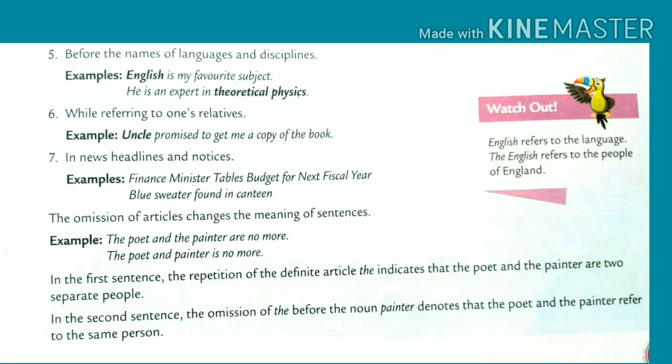So it is important to omit the articles wherever it is necessary. In the first sentence, the repetition of the definite article indicates that the poet and the painter are two separate people. In the second sentence, the omission of the before the noun painter denotes that the poet and the painter refer to the same person.